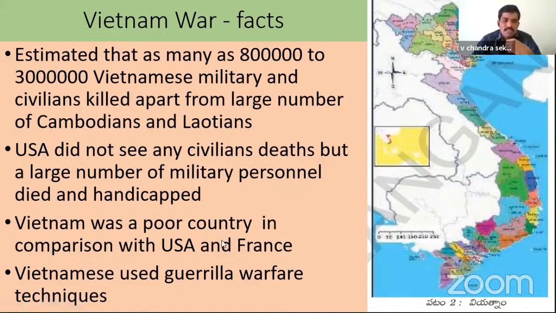Vietnam was a poor country in comparison with the US and France. Vietnam is a small country compared to the USA, and a very poor country. But the superpowers like the USA and France tried to control it. The Vietnamese people and the army fought very bravely against the USA. Vietnam used guerrilla warfare techniques. They could not fight directly with the American and French military, so the Vietnamese used guerrilla warfare. They suddenly attacked the USA forces. That is a guerrilla technique.